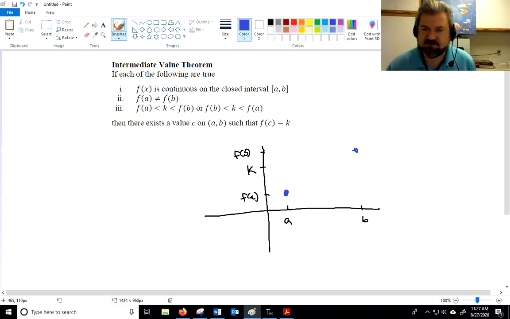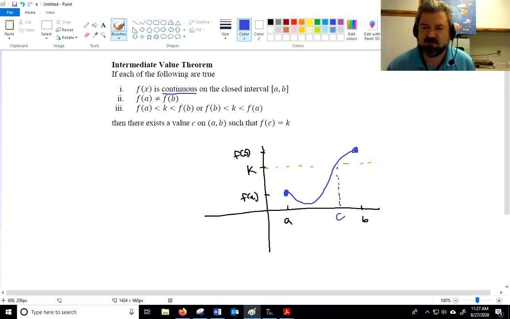Well, the key is that it's continuous. If the function's continuous, maybe it goes down a little bit, I don't know. But because it's continuous, there's no way for me to get up to here and jump over the k, right? If we think of k as a horizontal height, we can't get from down here to up there without going through all of these different values in between, including at some point k. And that is that c value that the Intermediate Value Theorem guarantees.